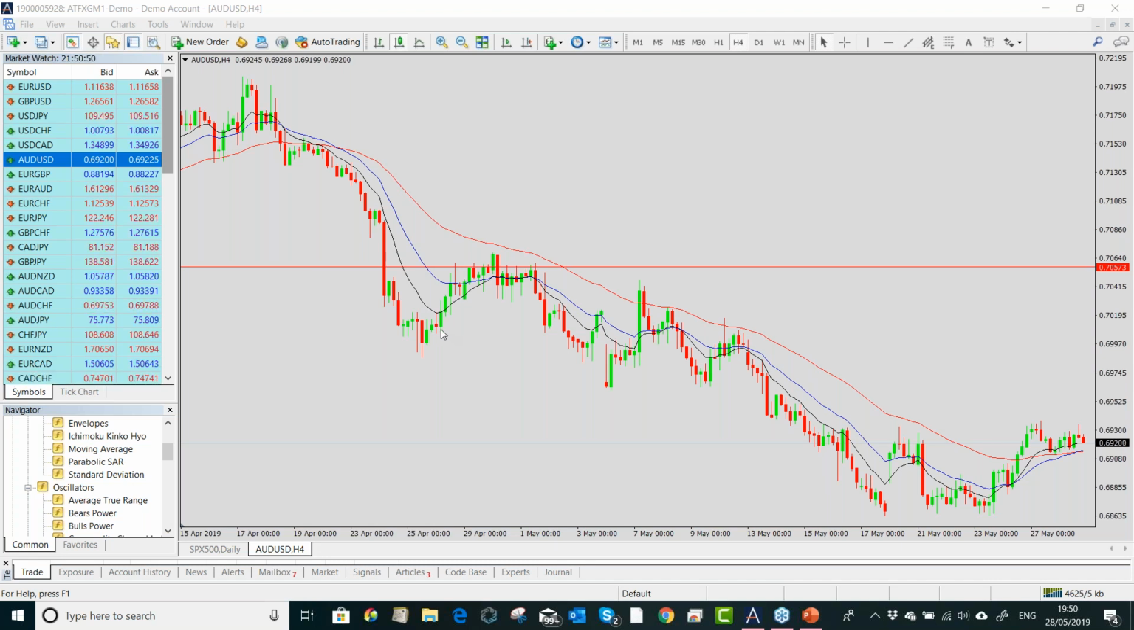Another question from Socky. Is there a specific number of lower highs and lower lows on a trend for it to be considered a valid downtrend and vice versa? Or does it depend on the time frame taken? The answer to that, Socky, is no. There's not a specific number.